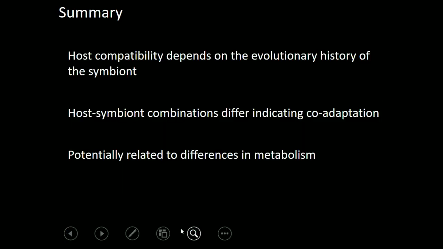So to conclude, the host compatibility seems very dependent on the evolutionary history of the chlorella. Whether or not they've been symbiotic in the past seems the most important factor for whether or not the relationship will reestablish. So it does seem like there was a key development within the symbiotic algae that allowed them to be recognized and separated from the digestive process in the host. But since then, co-adaptation has happened within the strains, which is why we see differences between the combinations, with both host and symbiont affecting the relationship. And these differences may or may not be related to metabolism, and I hope to follow up on that.